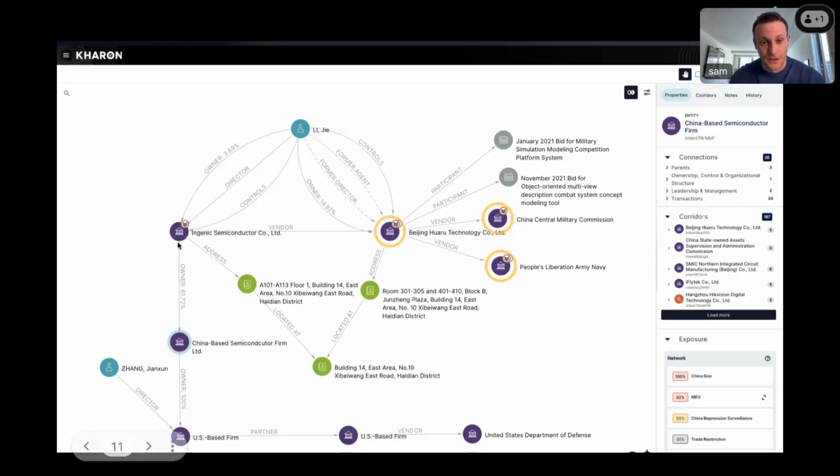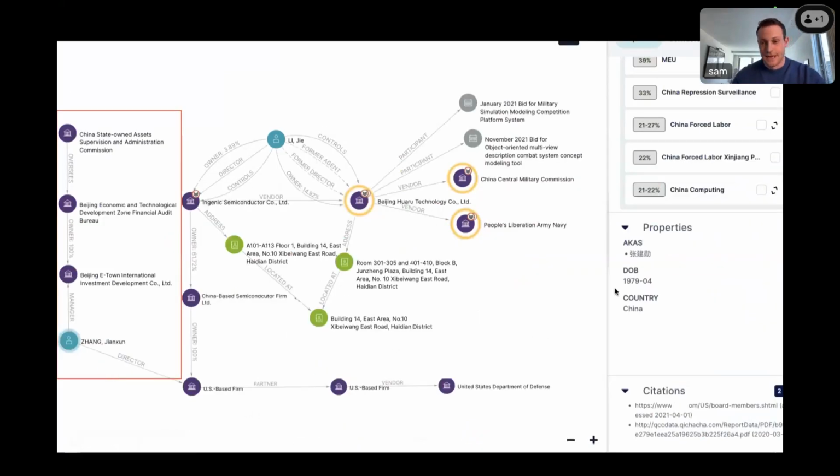Now, one of Li Jie's companies owns another semiconductor company in China that is then the 100% owner of the US-based firm. On the board of that US-based firm is a gentleman named Zhang Xiansong. And if I look here, they're listed as a director. Now, what I want to break out in this red box is an issue of concern. Because we have this individual, again, not on a government list. They go by this AKA. We can see that they're born in 1979.